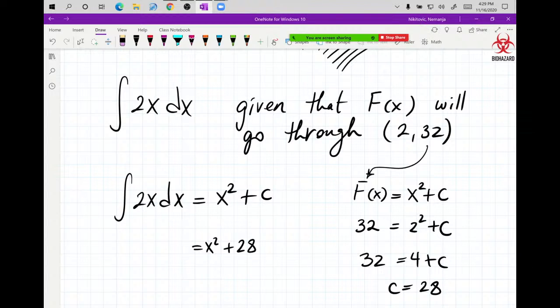Now the point that we pulled out of nowhere is the point which we call the initial condition. And that initial condition is the point which determines exactly which function out of infinitely many functions is the one that you want. Because, as I said before, only one of them can do this.